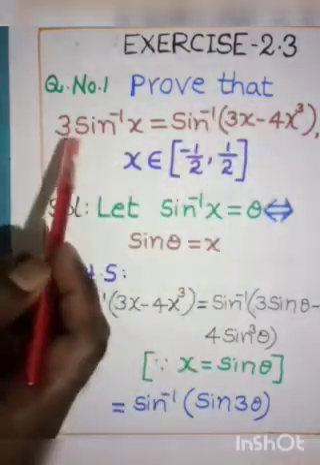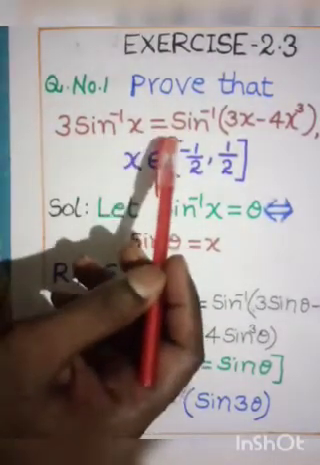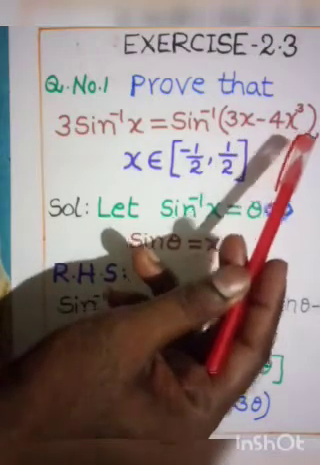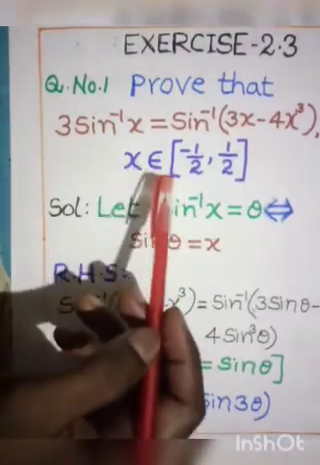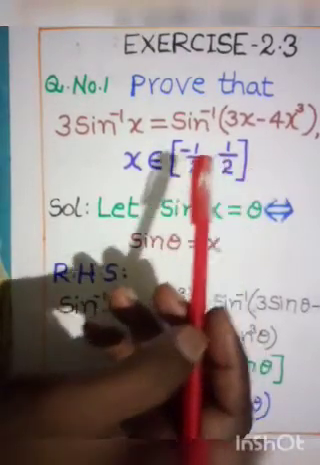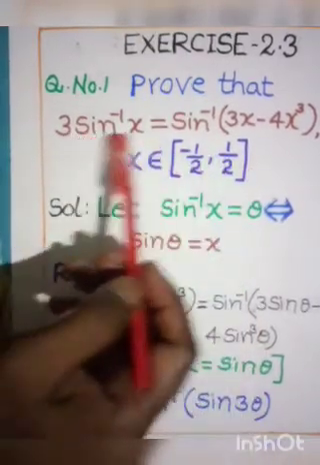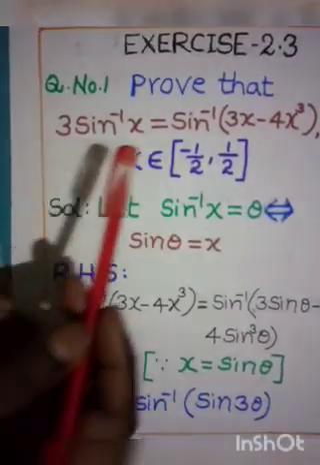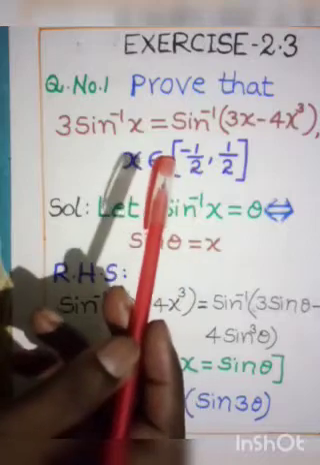Prove that 3 sin inverse x is equal to sin inverse of 3x minus 4x cube, where x belongs to the closed interval minus 1 by 2, comma 1 by 2. Okay, my children, we have to prove this statement. To prove this statement, we use the substitution technique.